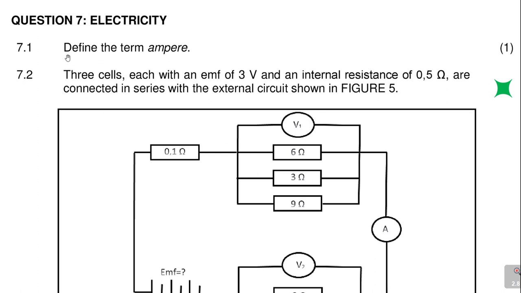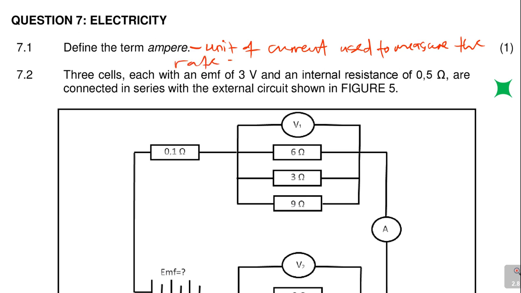Now, let's look at the first question. It says, define the term ampere. Ampere, what will you define? Remember, this ampere is the unit of what? It is the unit of current. It's the unit of current used to measure the rate of flow of current or electricity.